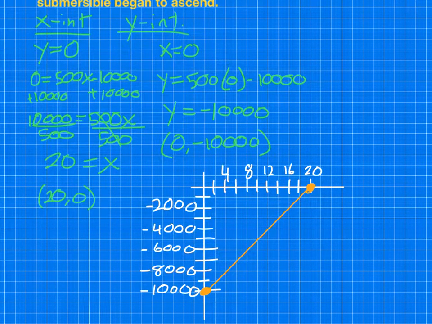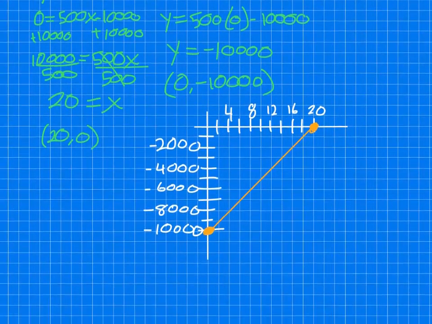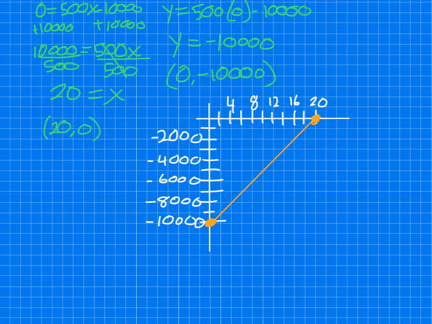Now that we've graphed a line, we can tell a lot more from this graph, a lot more information than is given to us in the problem. For instance, we know we have our starting point, right? At 0 minutes, the elevation is negative 10,000 feet. That's a point we know. We also know that at 20 minutes, the elevation is 0. Those are points we already found.